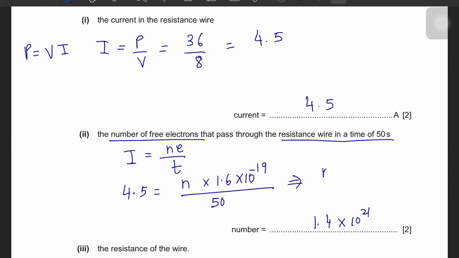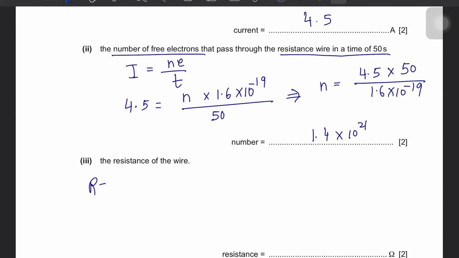So that means we will arrange this equation. We can write it as N, in case you don't know how to arrange. We'll take 50 on the other side. So that becomes 50 over 1.6 times 10 to the power negative 19, and we can solve it to get the final answer.